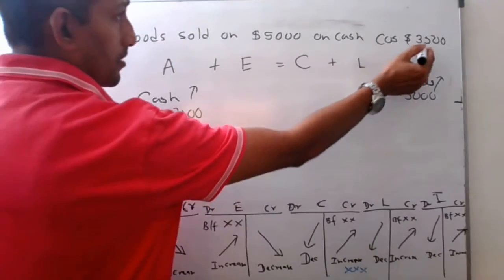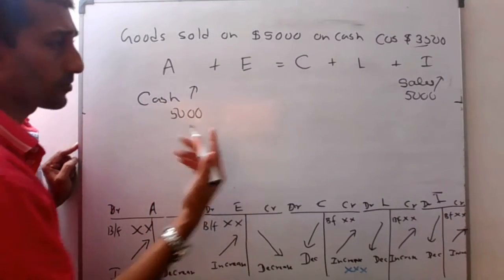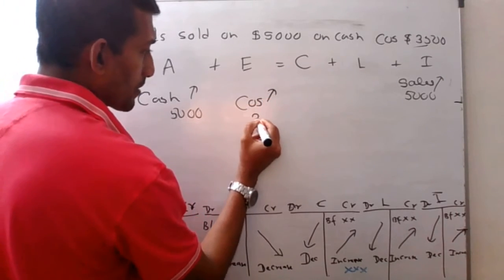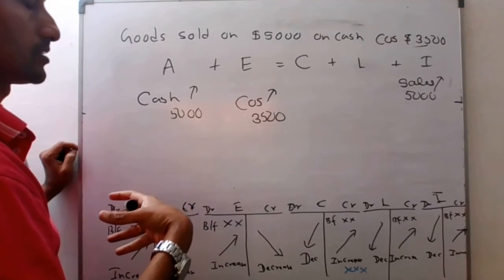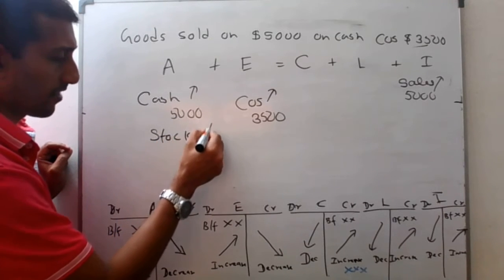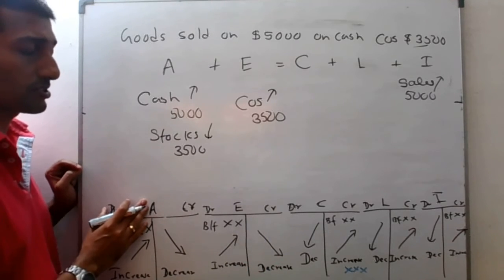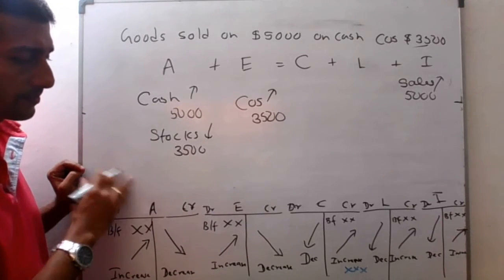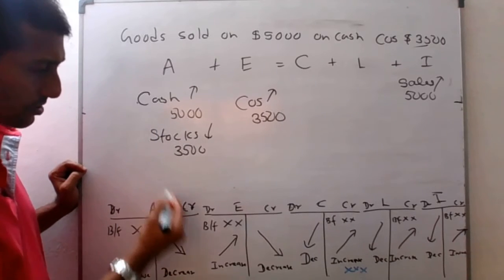So what about the effect of the cost? 3,500 is the cost of the sale. So we treat this cost of sales as an expense, which is going to be increasing by 3,500. At the same time, our stocks are going to reduce by 3,500 because the inventory is reducing because of the sale and the cost of the inventory is 3,500. So we can record these transactions now into the ledger. Now we know the rules here. The cash is increasing by 5,000.